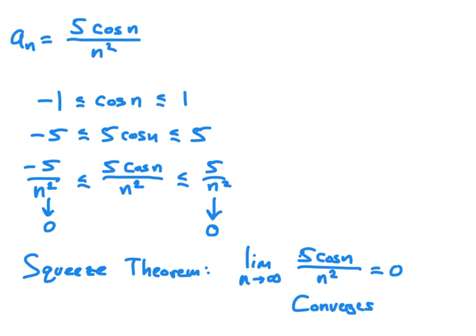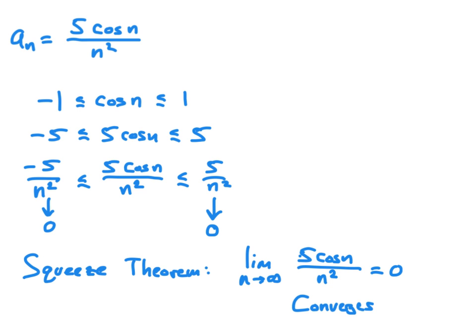For our first sequence, a sub n equals 5 cosine n over n squared, we're going to use the Squeeze Theorem because we know the values of cosine n are always bounded between negative 1 and 1. So we start with that inequality, that cosine of n is bounded between negative 1 and 1, and try to reproduce our sequence in the middle of that inequality. We can do that by first multiplying all three parts of the inequality by the number 5, and then dividing each part by n squared.